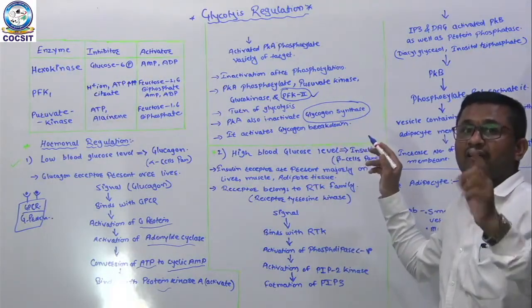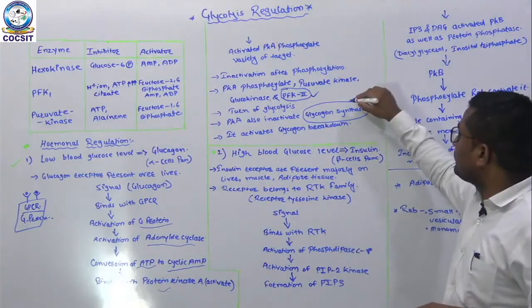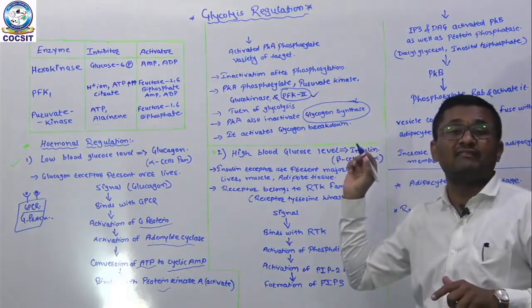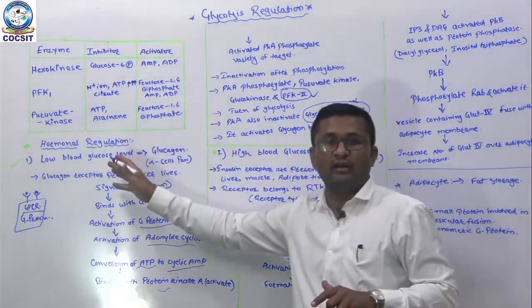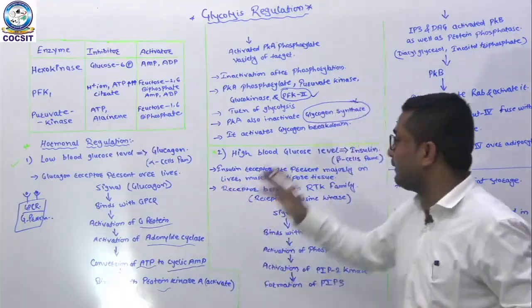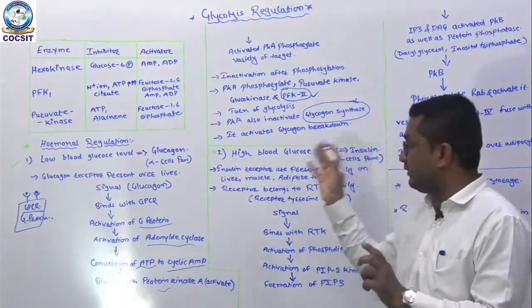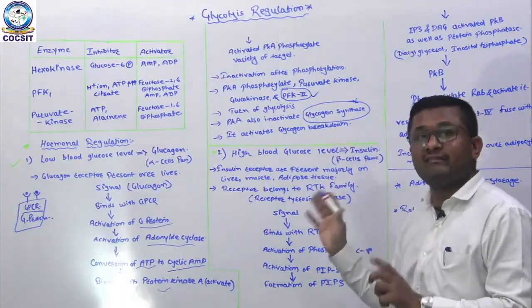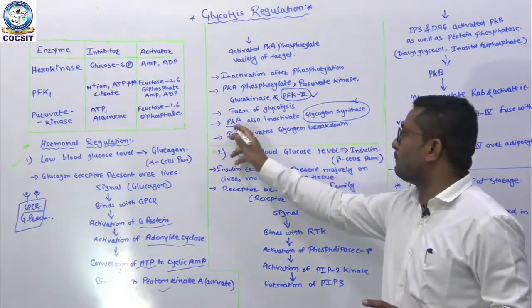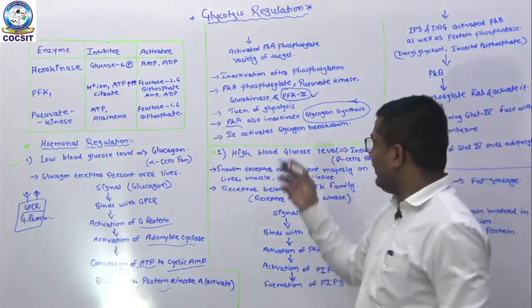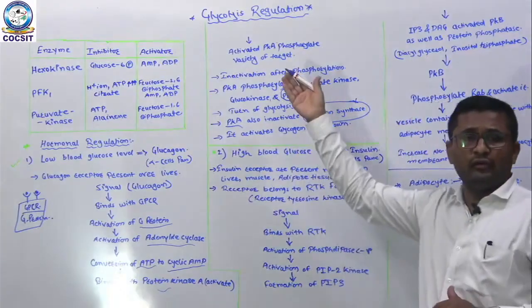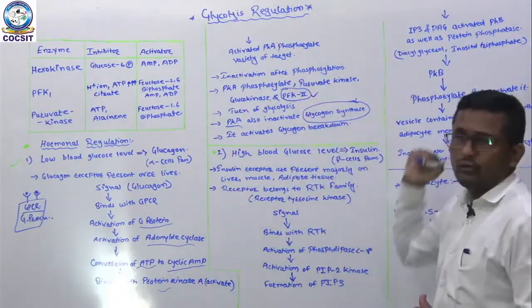That means the synthesis of glycogen has also been turned off, because there is already a low sugar level in the blood. That's why glycogen synthesis will also get stopped, and this is the effect of PKA only, right? Now it is going to inactivate glycolysis and also glycogen synthase.